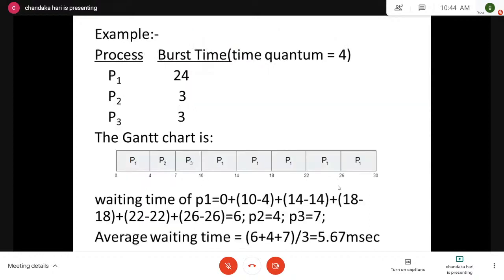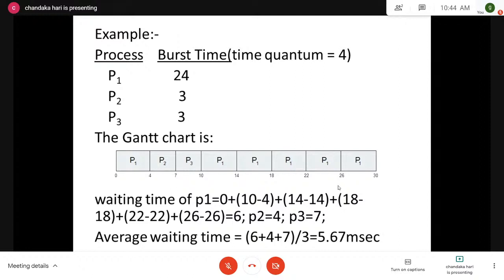Now we'll explain this round robin scheduling algorithm by taking a small problem as an example. There are three processes running in my computer system, and the burst times are specified. To execute process P1, it requires 24 milliseconds. To execute process P2, it requires 3 milliseconds. To execute process P3, it requires 3 milliseconds. The time quantum is specified as 4.